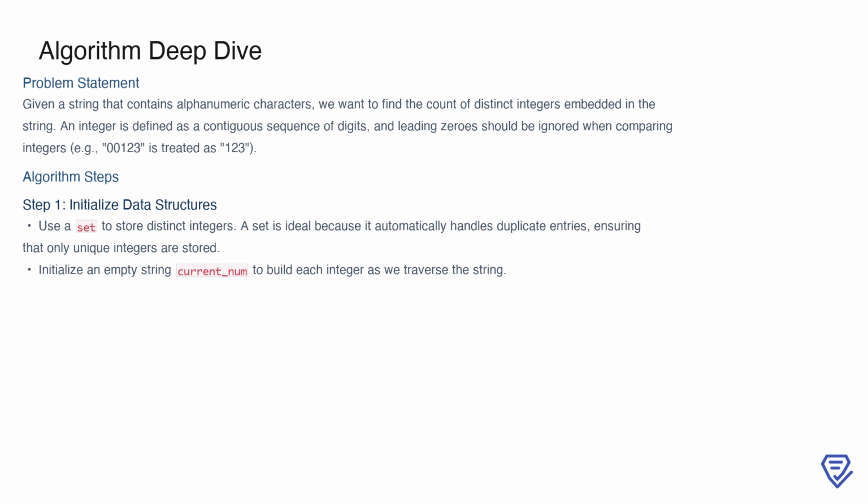To solve this, we'll break the problem into clear steps. First, we need to initialize our data structures. We'll use a set to store the distinct integers because sets automatically handle duplicates for us, meaning we don't need to write extra logic to check for repeated numbers. Additionally, we'll use an empty string called current_number to build each integer as we process the string character by character. This setup lays the groundwork for the rest of the algorithm.